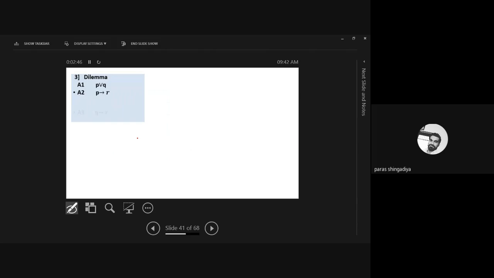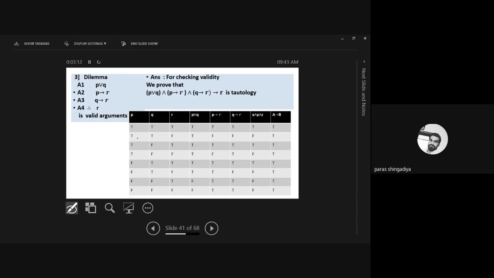Then we discuss the third one, that is dilemma. These are some well-known arguments that have already been checked, and then we consider this collection of well-known arguments. Its name is dilemma, and here we have three statements P, Q, and R, and a collection of four arguments. So first we create its formula. A1 is the first argument, A2 is the second argument, A3 is the third argument, and A4 is the fourth argument, that is our conclusion.